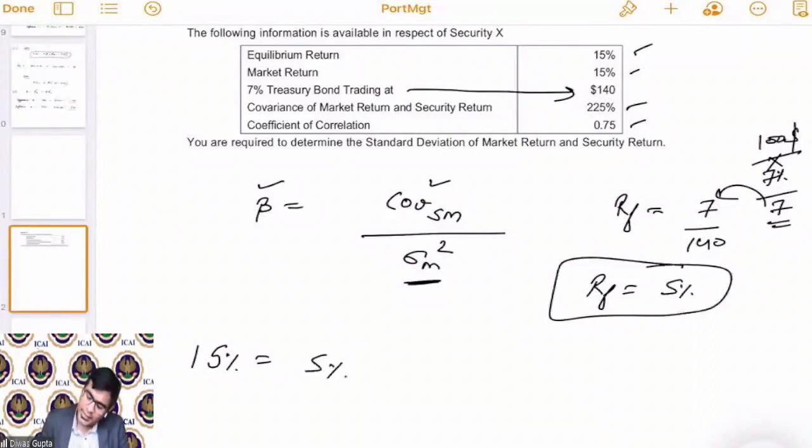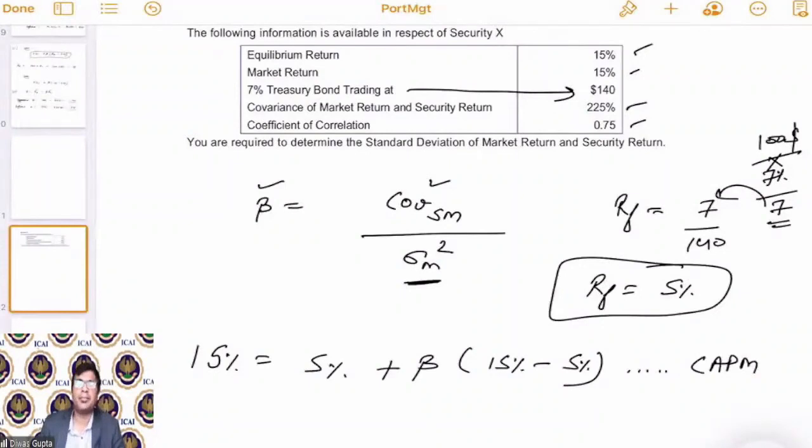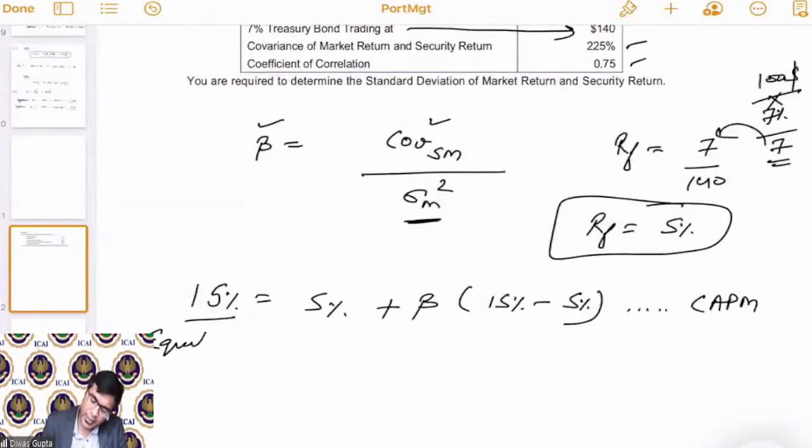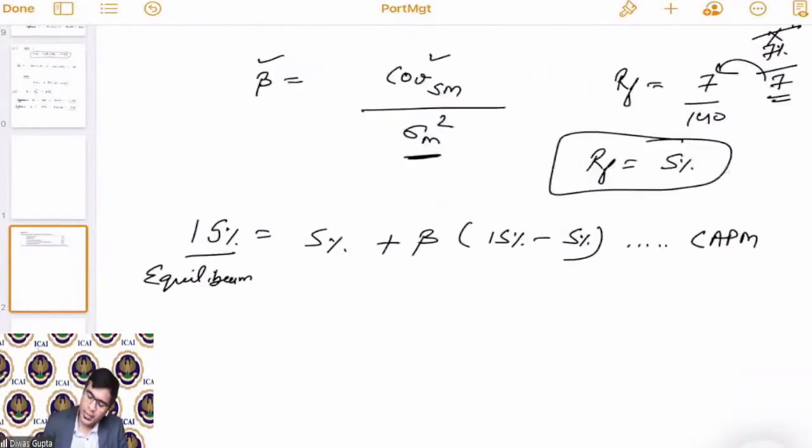You can assume it otherwise also, but whatever is the fair assumption is what we have made here. 5% plus beta, which is what we want to know, times 15%, the market rate, minus 5%, the risk-free rate of return that we have just calculated. So this is using CAPM. This 15% is the equilibrium return. Equilibrium return means theoretical return, which is calculated as per some formula, which is CAPM. So solving this, beta comes out as 1.